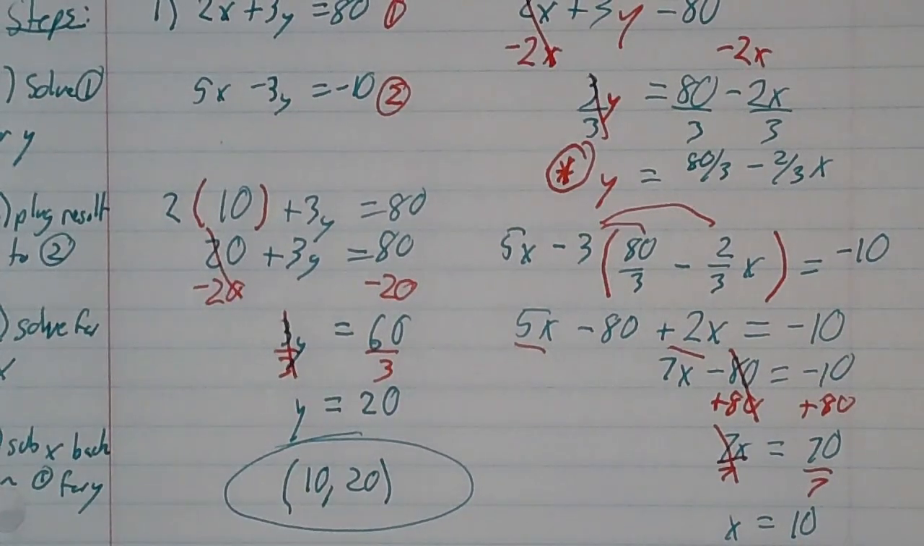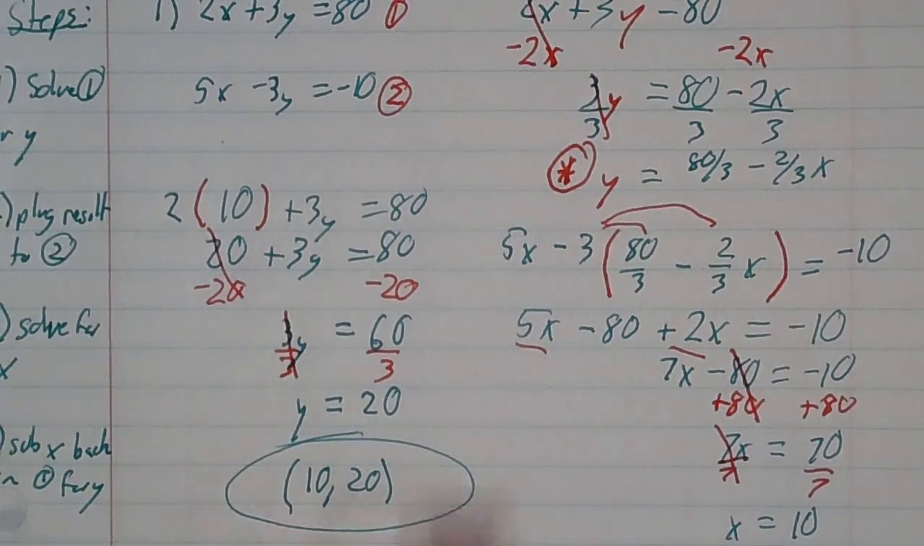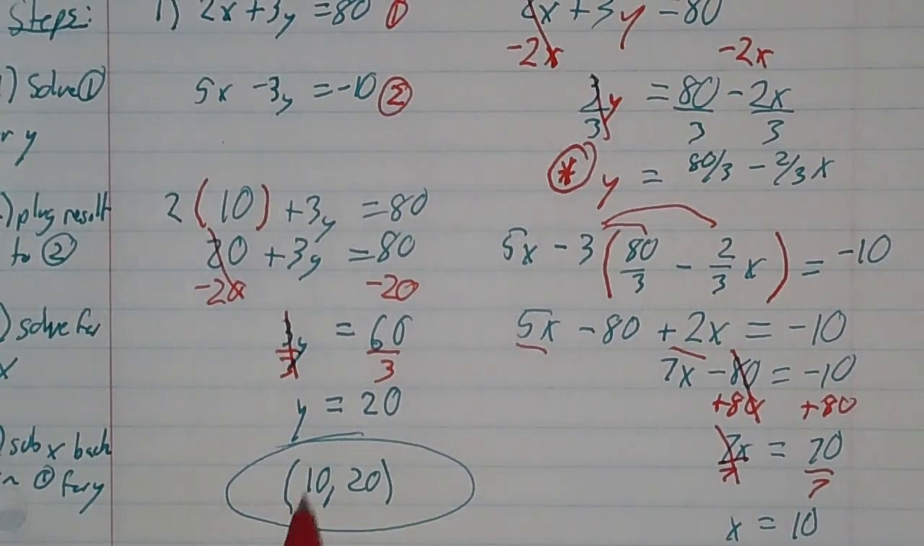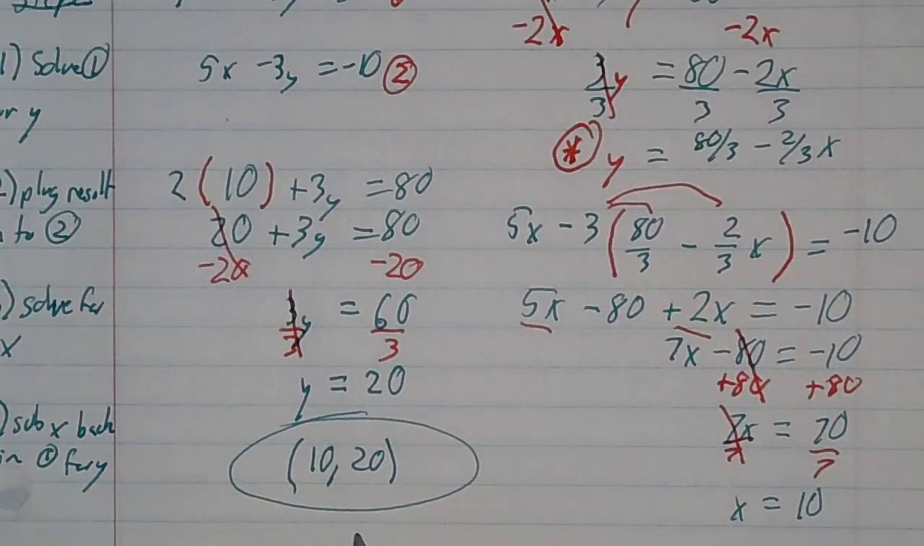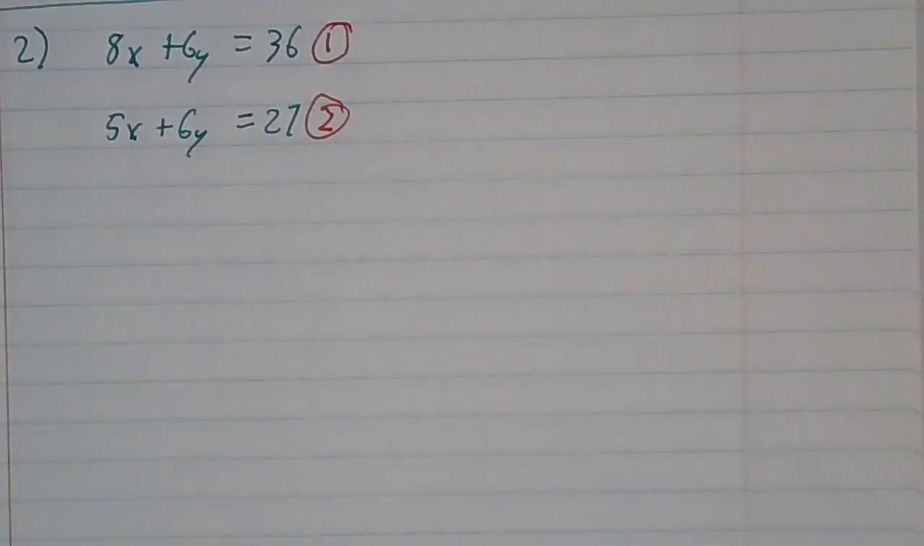Okay, let me show you a second example. So in our second example, we're going to have kind of a special case. I've got 8x plus 6y equal to 36 as equation number 1. And then I have the second equation, which is 5x plus 6y equals 27. And again, this is set up so that you can check your work with a method like elimination or something like that. So that should not be too difficult.